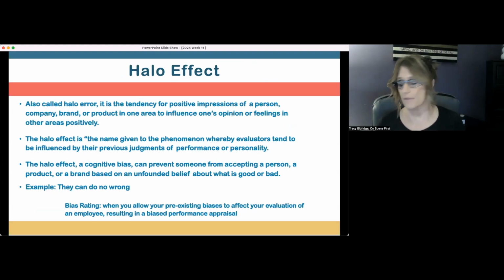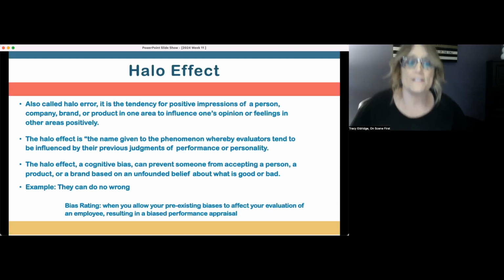Not sure why this is on the exam, not sure where it comes from, but bottom line, what the halo effect comes down to is that fourth bullet there. This person can do no wrong. The halo effect is also called the halo error. It is a tendency for positive impressions of a person, company, brand, or product in one area to influence one's opinion or feelings in other areas positively. They just can't do anything wrong.